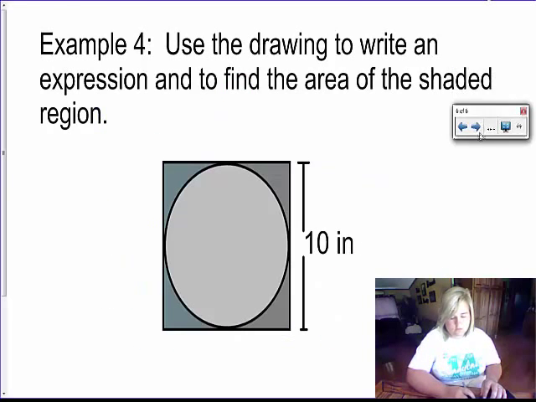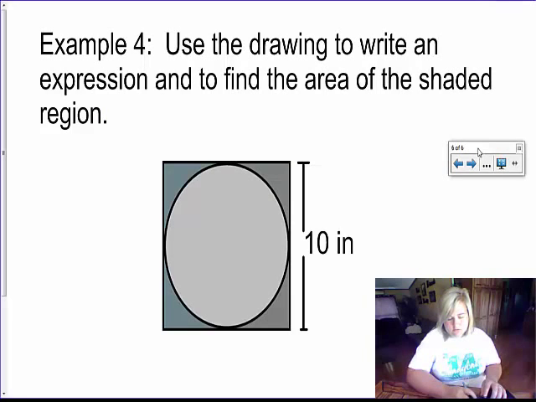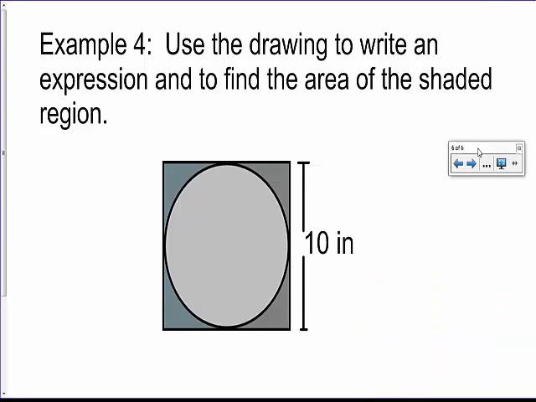Finally, it says use the drawing to write an expression to find the area of the shaded region. So what I want you to do is come up with something in your notebook with your notes and bring it to class with us tomorrow. Make sure you have a good idea of what it is that you're doing, and we will talk about it on the board tomorrow first thing.